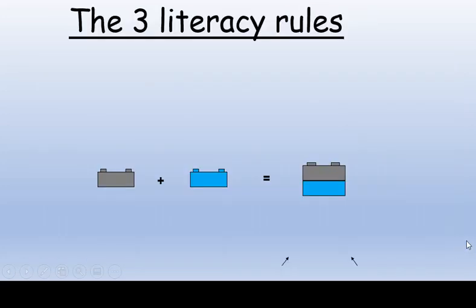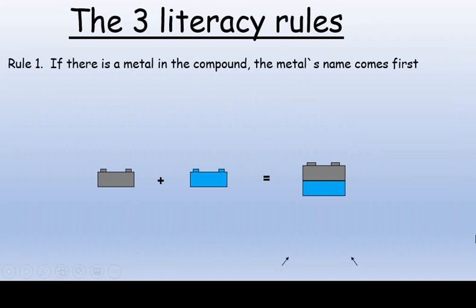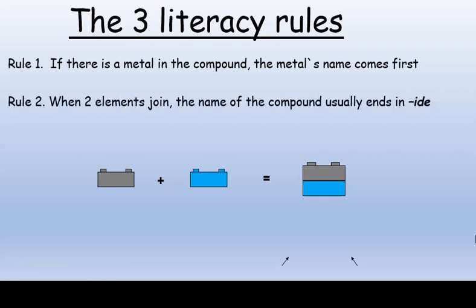Okay, so there are 3 literacy rules. Rule number 1 is that if there is a metal in the compound, then the metal's name will always come first. And rule number 2 is that when 2 elements join together, the name of that compound will usually end in "ide", I-D-E.